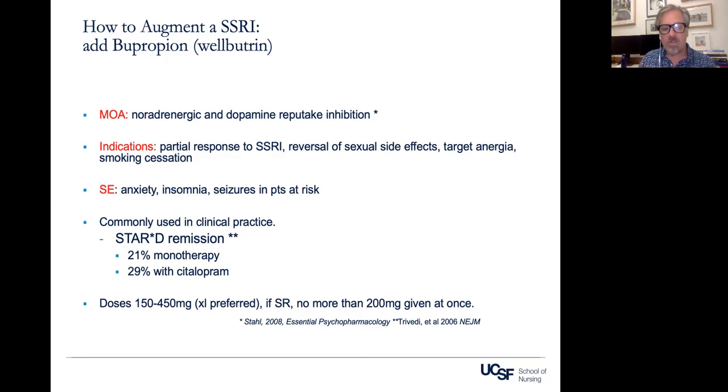And of course, this is a little confusing because it's a drug that comes in multiple formulations. It comes in an immediate release, which is hardly ever used, a sustained release, in which if you're using that, you want to give no more than 200 milligrams a day. It's typically BID dosing, once in the morning, once in the early afternoon. But most commonly now we use the once a day extended release, which comes in 150, 300, and 450 milligram doses.